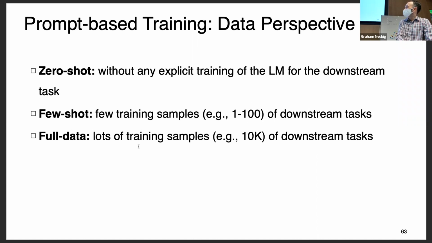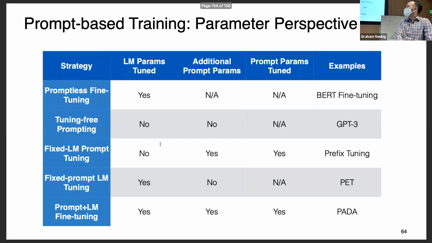A full data learning strategy is where you have lots of training samples, enough that you could do reasonably on the task even if you weren't using any sort of pre-training. So, you know, like 10K or whatever else. There are a lot of different prompt-based training strategies. We tried to come up with a typology of them in the survey that I'm basing this lecture on.